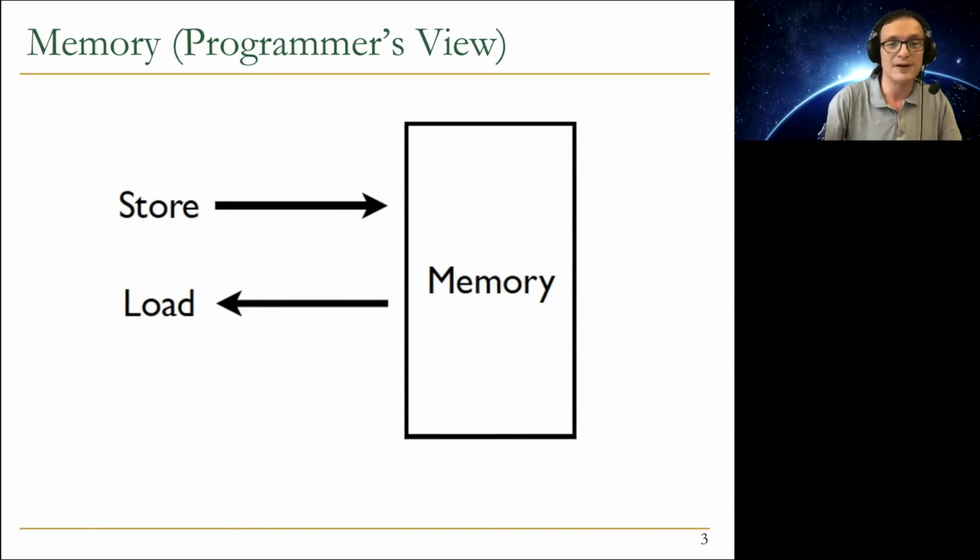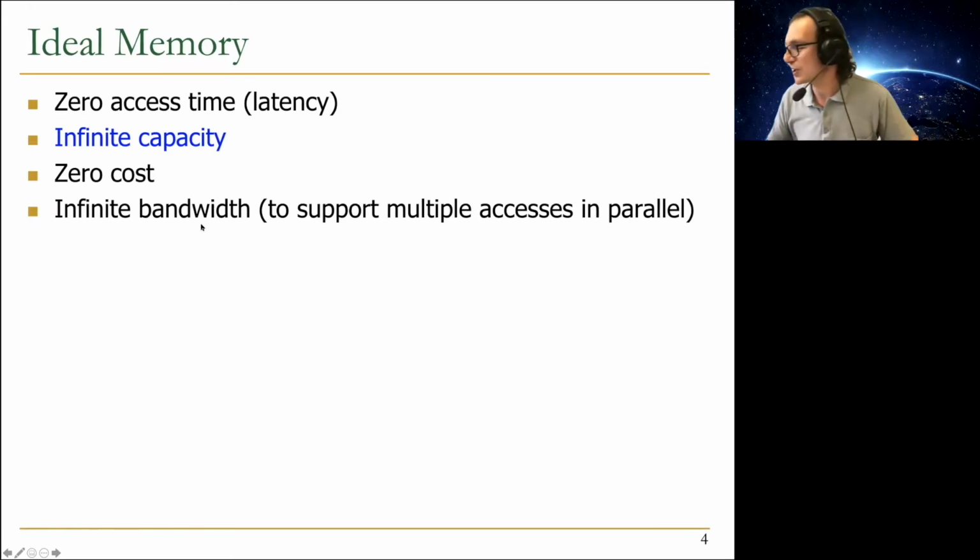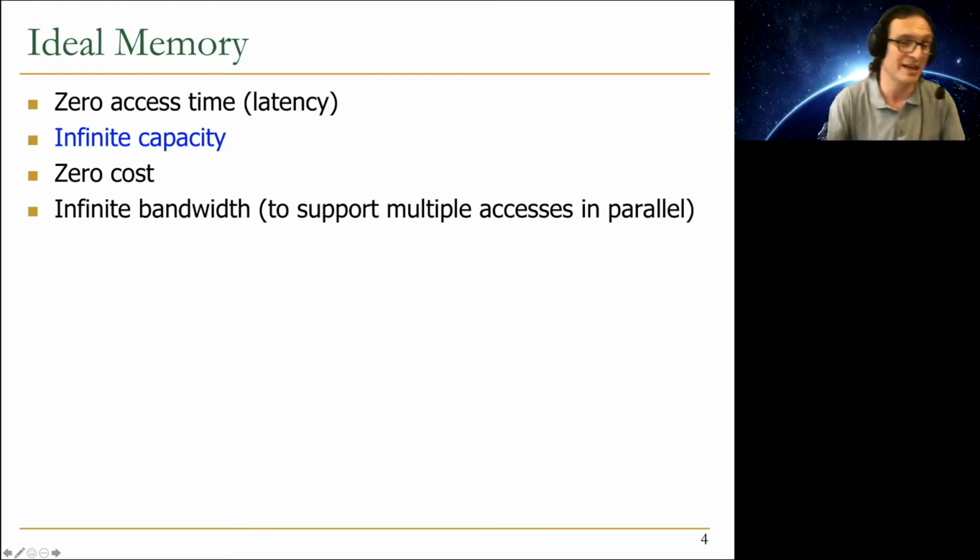And so far, this was the programmer's view of memory, right? The programmer basically can do loads and stores to memory. And I've shown you this picture before, right? Actually, I've shown you this also before. Ideal memory, we want zero latency, infinite capacity, zero cost, infinite bandwidth. That sounds great. So far, we've talked about latency a lot, capacity a lot, cost a lot, bandwidth a lot, but we didn't really talk about the programmer's view of main memory as much.